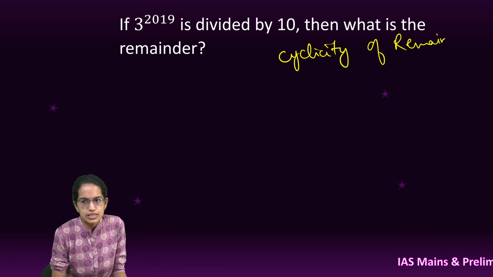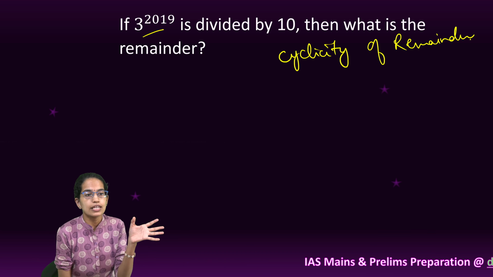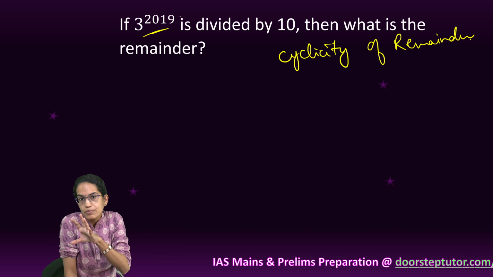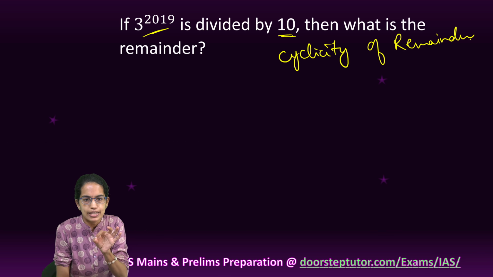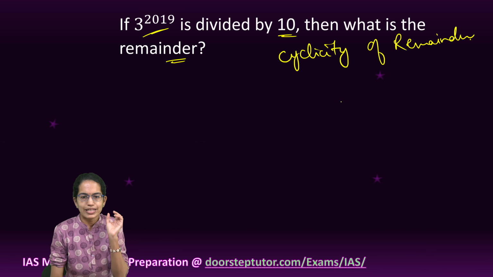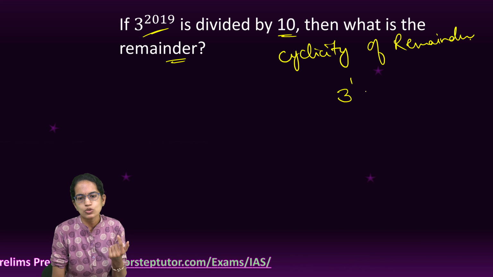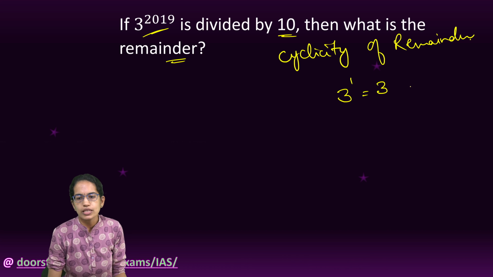This is a question where you are asked that 3 raised to power such a big number, you might be wondering how to solve it, is divided by 10. Then what would be the remainder? So let's start with a very simple one. 3 raised to power 1 is what? 3. So in this case, if I divide it by 10, what would be the remainder?